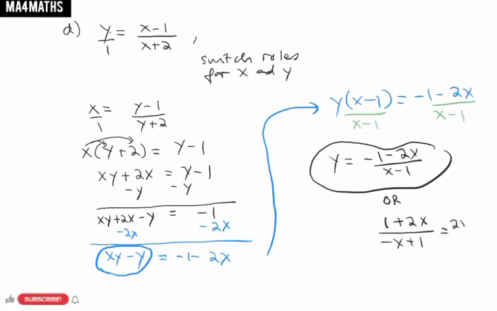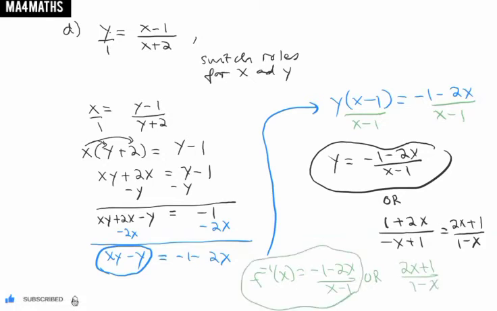Let me repeat that. That would be 2x plus 1 over 1 minus x. I'll reiterate again. I'm totally okay with you writing the inverse as this. So you have the option of writing either one. So we've shown that f inverse of x is either -1 minus 2x over x minus 1 or 2x plus 1 over 1 minus x. And you will get full points on either one.